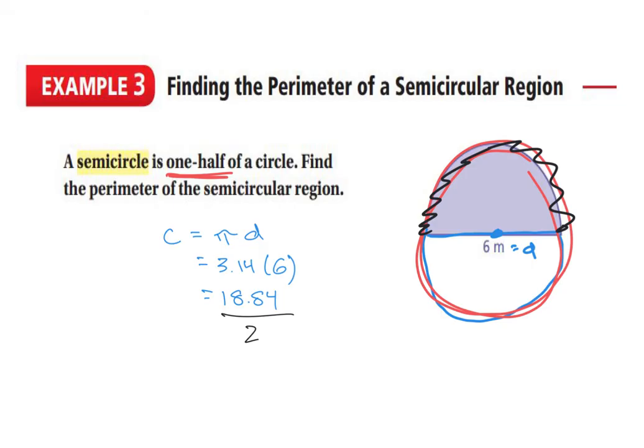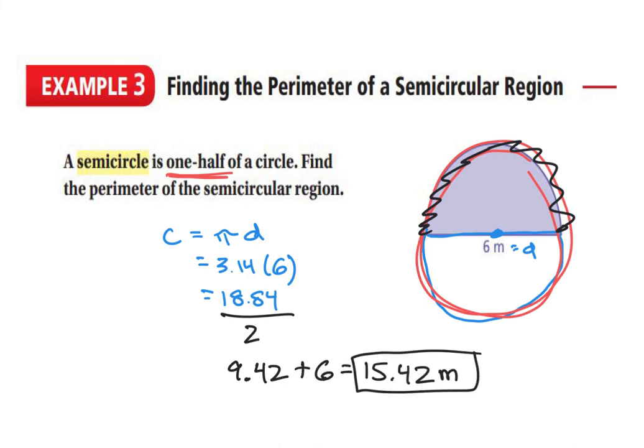So we get 9.42. 9.42 is the distance around this top half of the circle. We also have this portion of the semicircle, which is 6. So we're going to add that, and we get 15.42. And our label is meters. So to summarize, you're going to find the circumference of the whole circle, divide it by 2, and then add the base, or the diameter.